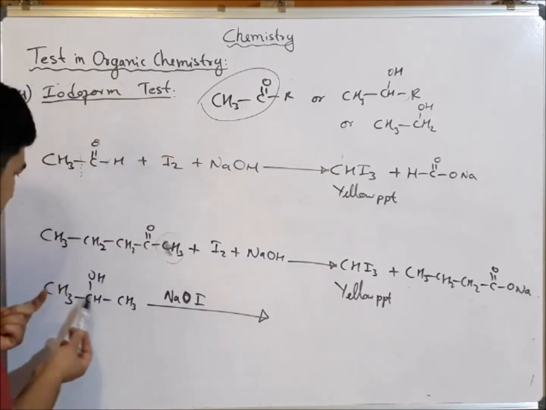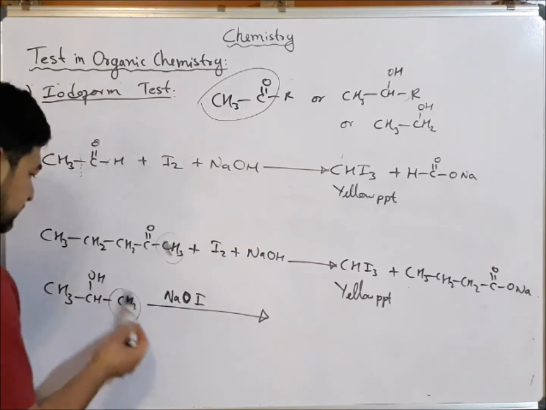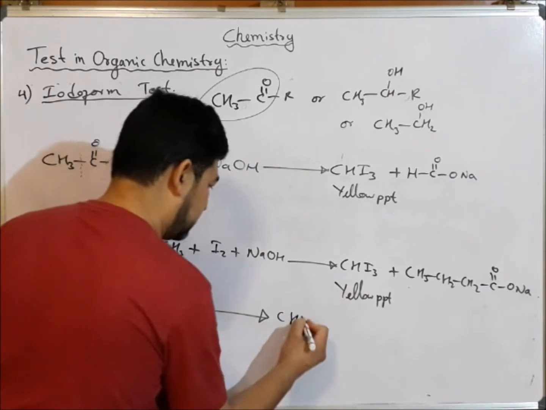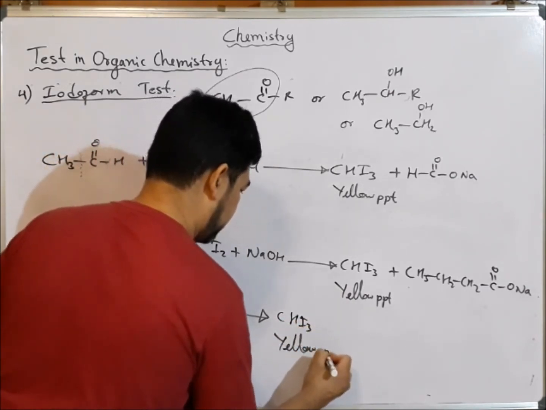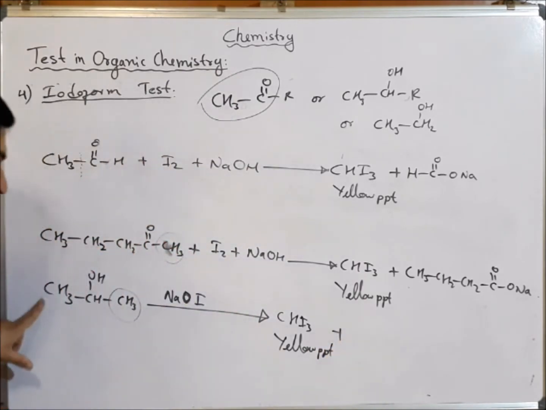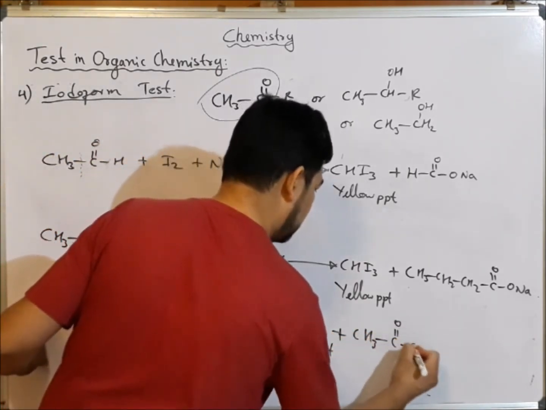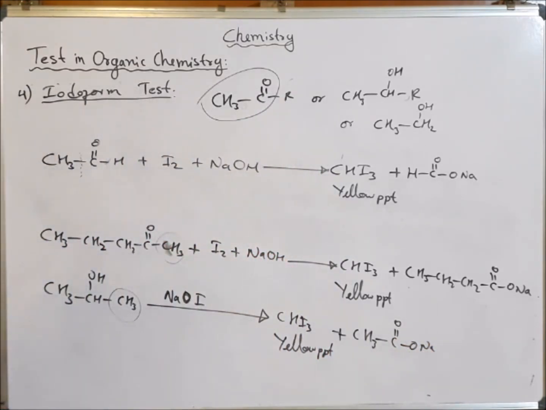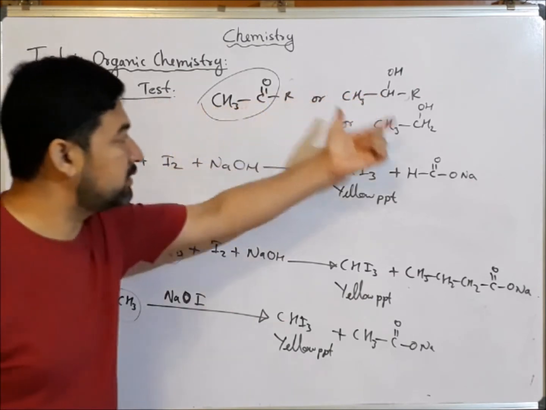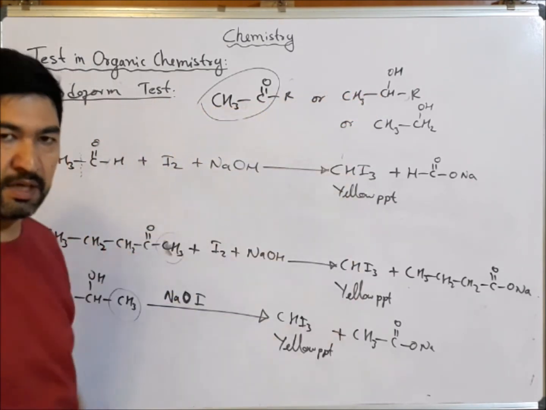So we write the product. It has the same configuration as CH3, so you can break either side. So I'm taking this side. So it's CHI3, a yellow ppt. Plus, you have to start writing for the other side. So it's CH3, COONa. Right? So the molecules which are in these formats will give the iodoform test.